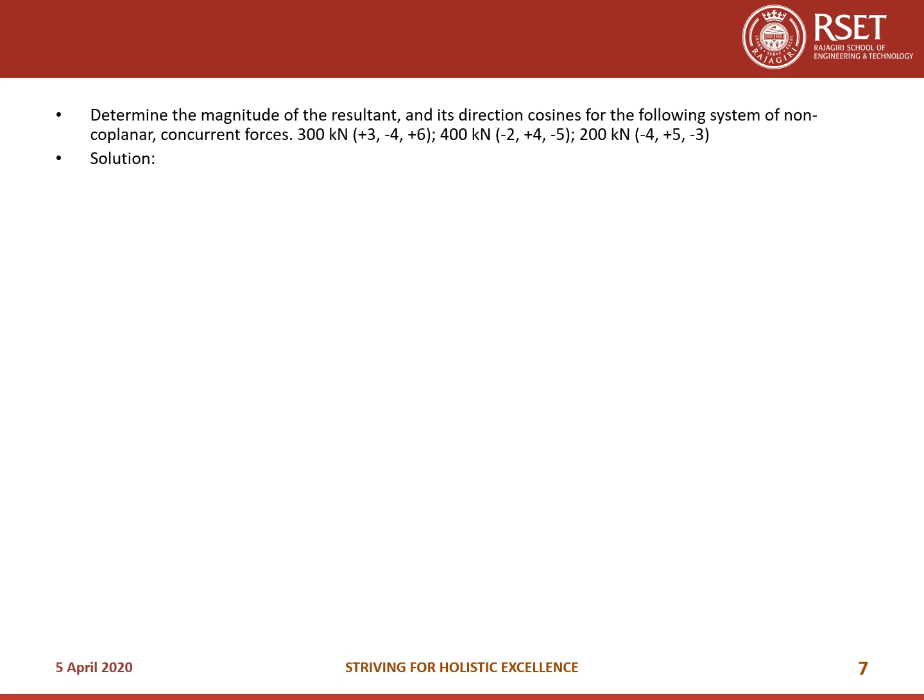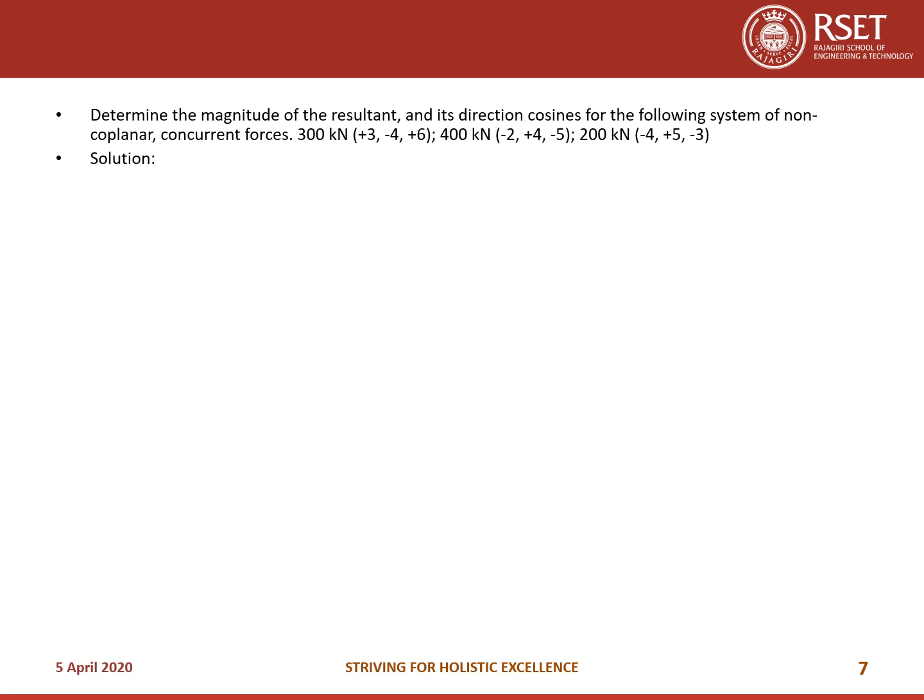Determine the magnitude of the resultant and its direction cosines for the following system of non-coplanar concurrent forces. 300 kilonewton with coordinates plus 3, minus 4, plus 6; 400 kilonewton with coordinates plus 2, plus 4, minus 5; and 200 kilonewton with coordinates minus 4, plus 5 and minus 3. Now please note that these are the end coordinates of the forces.